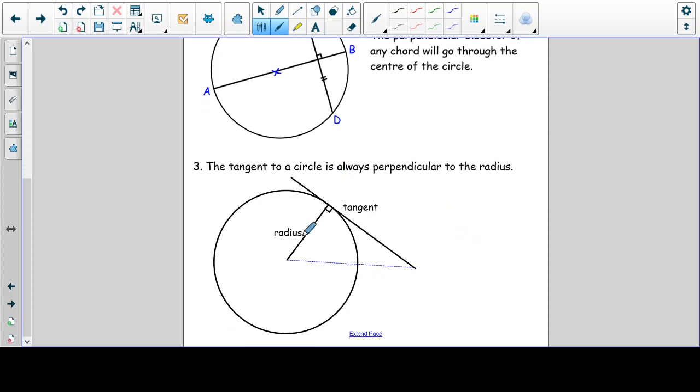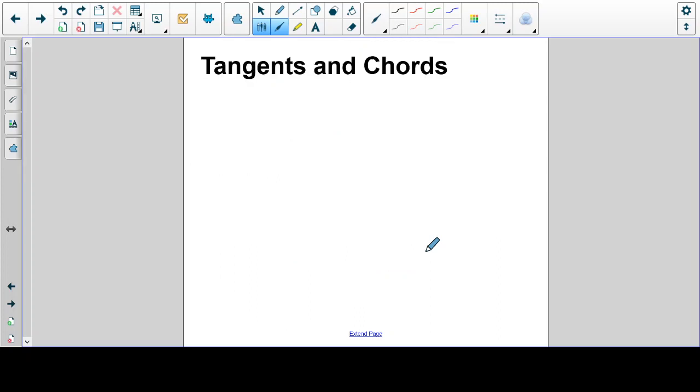The third one is that the angle between a radius and a tangent that's meeting the circle at this point will always be a right angle. So we can form right angle triangles. That means you can bring in some trigonometry or some Pythagoras in problems involving tangents and radius. So those are going to be useful at various points coming up.